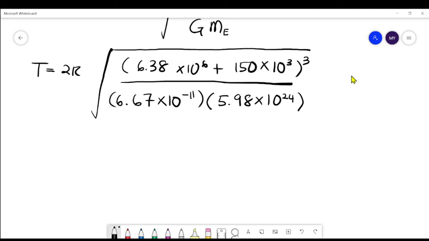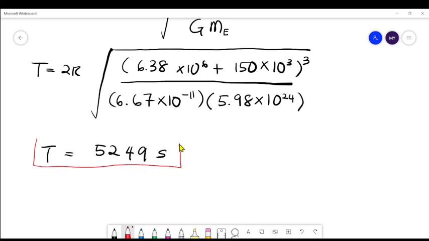Dan di sini kita akan dapat nilai period bersamaan dengan 5,249 second. So, itu masa yang diambil oleh satelit itu untuk melengkapkan satu orbit.